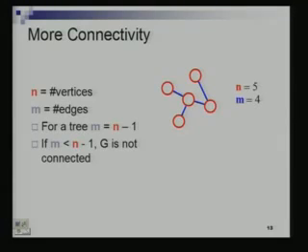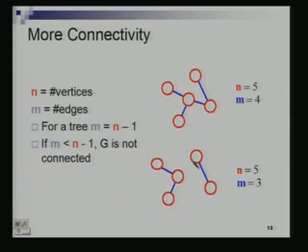Right. So, a couple of examples. N equals 5, m equals 4. This is a tree on 5 vertices. It has to have 4 edges. This is a tree. This is a graph on 5 vertices and 3 edges. And it cannot be a tree, it cannot be a connected graph at all.